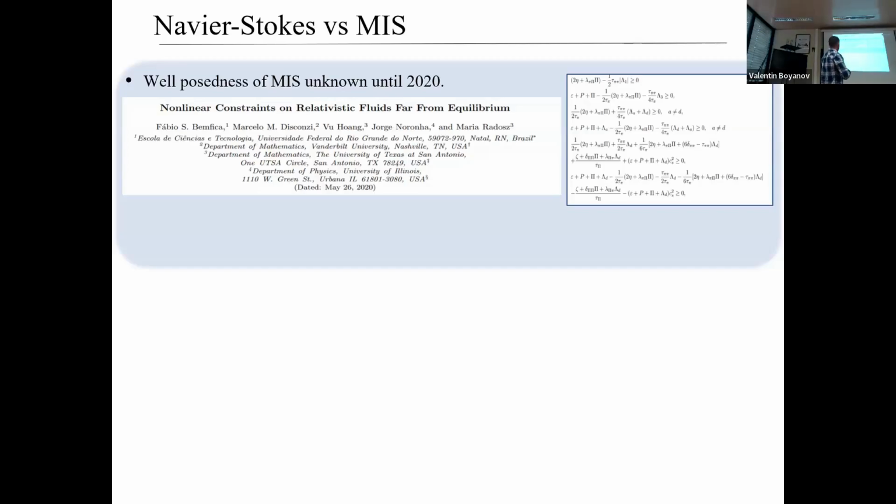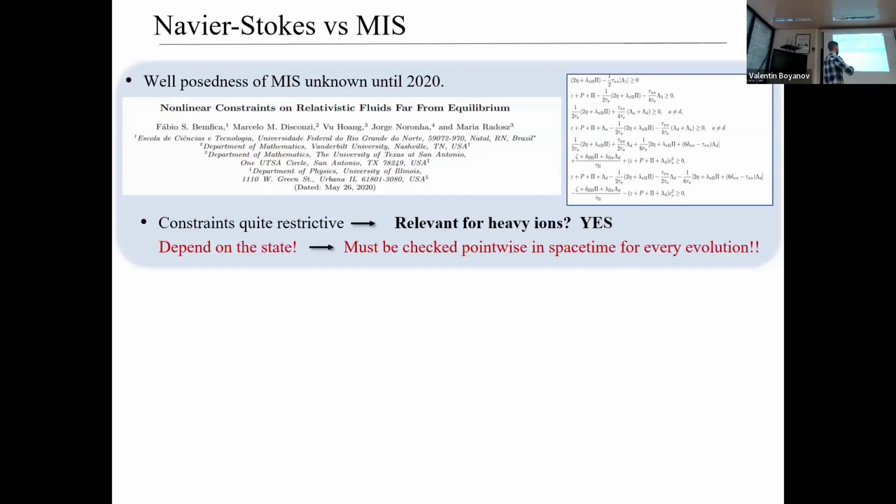Well-posedness of the MIS theories was not known until 2020, when Noronha and collaborators constructed the first proofs for a specific subset of MIS theories, in which they obtain some inequalities. I put them here very small because I don't want you to look at them. The most important point you should know about these inequalities is that they depend on the transport properties and also on the specific energy density, and so depend on the state. So you have to check point-wise for every evolution if these inequalities are satisfied, which is quite painful. But in principle, it could happen that they are not violated in any physical system of interest. So let's go and check.